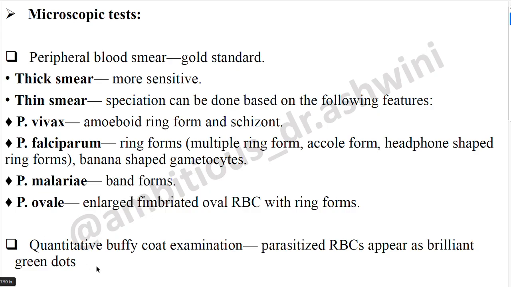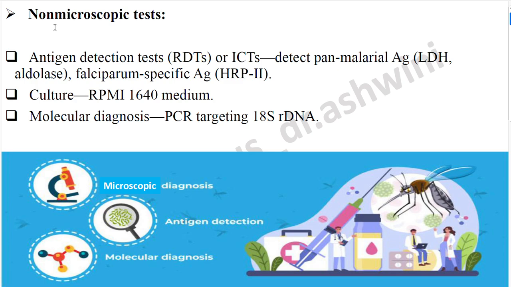Next is non-microscopic tests. Antigen detection tests, RDTs or ICTs, detect pan-malarial antigens, LDH, aldolase. Falciparum specific antigen, HRP-2. Culture uses RPMI 1640 medium. Molecular diagnosis is PCR targeting 18S rRNA. So here microscopic diagnosis, antigen detection and molecular diagnosis are done.